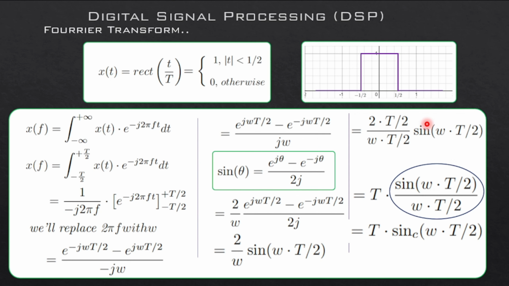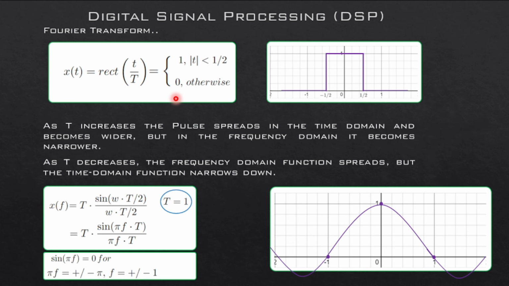Now, for the numerator, you cancel 2 because it's in the numerator and the denominator, so you get t times sin(ωt/2) divided by ωt/2, which is the cardinal sine value. So it is equal to t times sinc, or sinc, if you would call it that, of ωt/2. Great. Now, how to draw it?